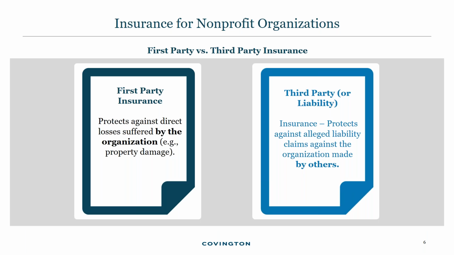There are two main types of insurance. The first type is first-party insurance, and that protects against losses that you as a policyholder sustain. An example is you own a building, there's a storm and the building gets damaged. The other main type of insurance is third party, or also called liability insurance. And this type of insurance protects against claims that are made by third parties against the organization. For instance, somebody comes to one of your events, they trip over a box that somebody left in the middle of the floor, and they sue you. In that instance, your liability insurance would respond.